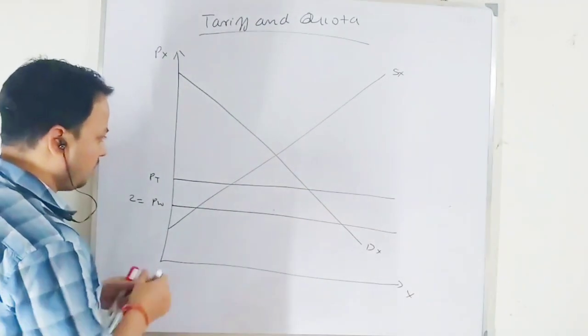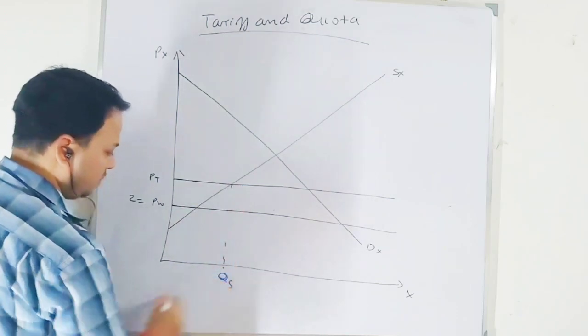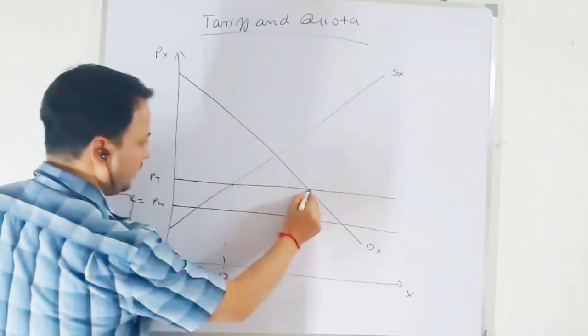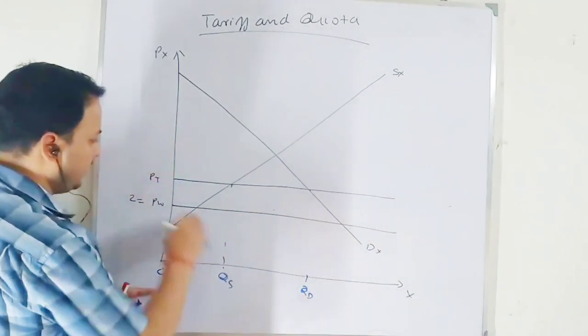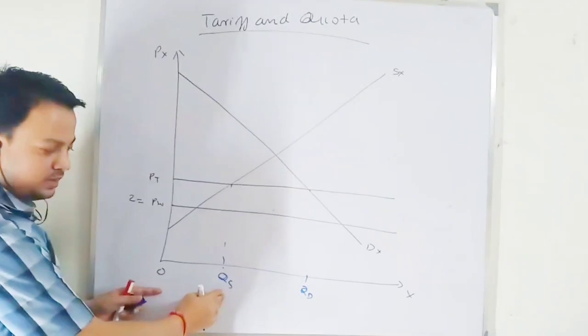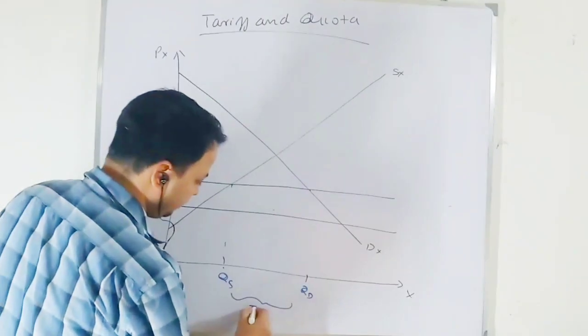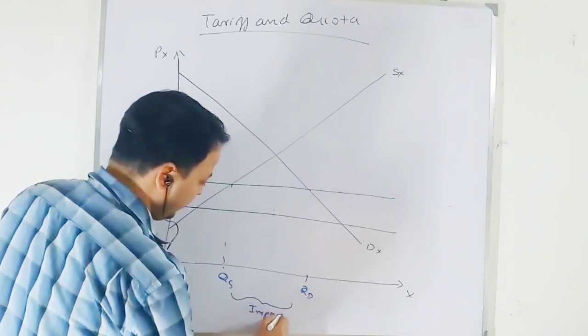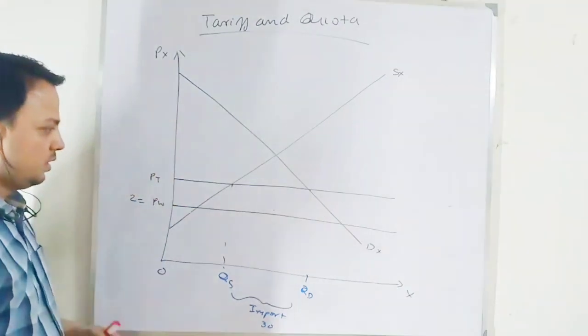So this is the import amount that we have. This is the quantity supplied domestically, and this is the quantity demanded domestically. This much is the demand at this price, and this is domestically supplied. So in case of tariff, this is my import. And in the example I say this is 30, the example that I have done.